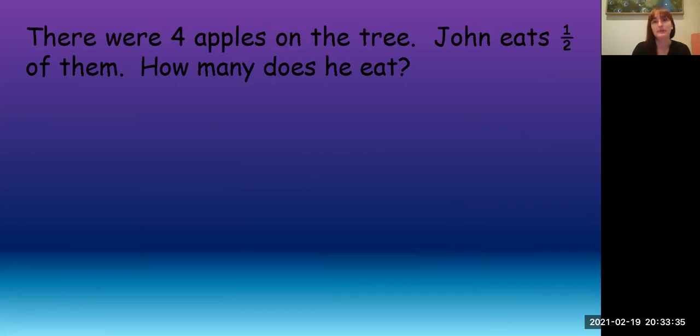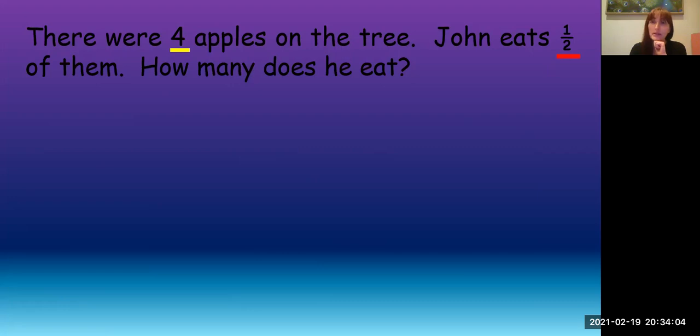So here's an example. I'm just going to move my little screen out of my way so I can read it. There were 4 apples on the tree. John eats half of them. How many does he eat? So that's step 1. I've read my problem. Now I'm going to pick out the numbers. So I think actually 4 is the number because that's my total number, isn't it? That's my total amount. There are 4 apples on the tree. I think the half is actually telling me what to do.